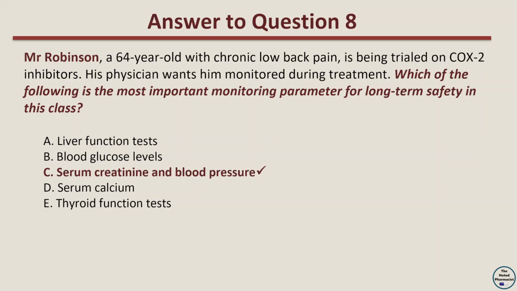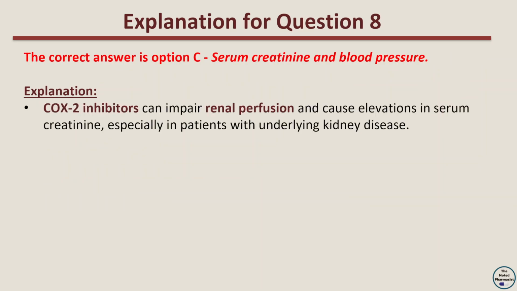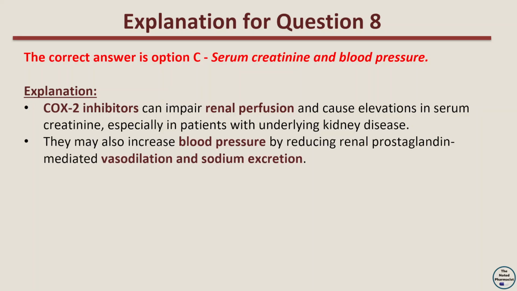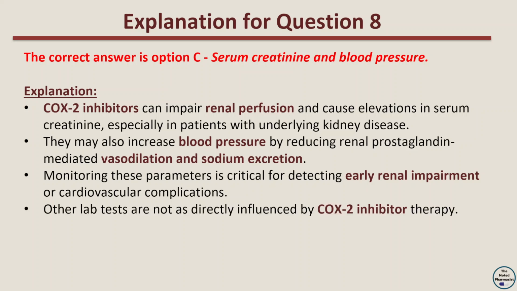The correct answer is option C, serum creatinine and blood pressure. The explanation is that COX-2 inhibitors can impair renal perfusion and cause elevations in serum creatinine, especially in patients with underlying kidney disease. They may also increase blood pressure by reducing renal prostaglandin-mediated vasodilation and sodium excretion. Monitoring these parameters is critical for detecting early renal impairment or cardiovascular complications. Other lab tests are not as directly influenced by COX-2 inhibitor therapy.